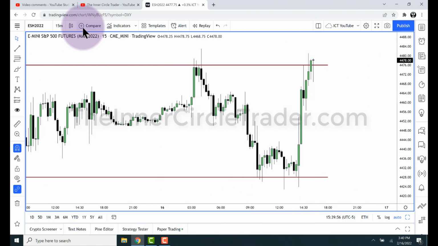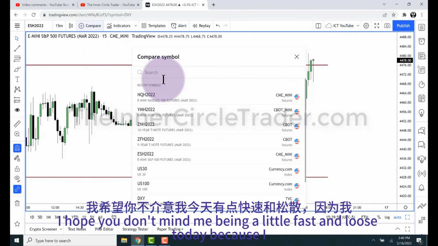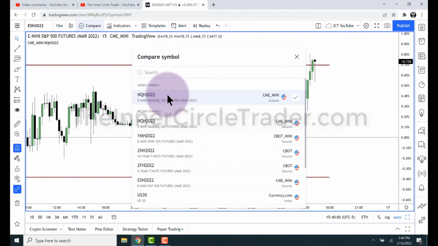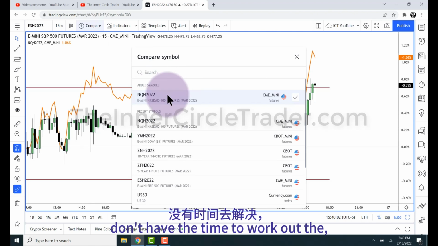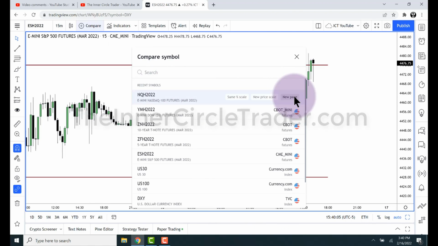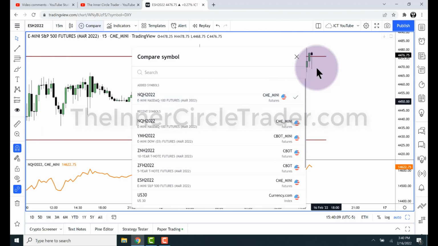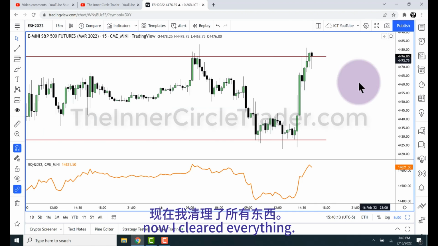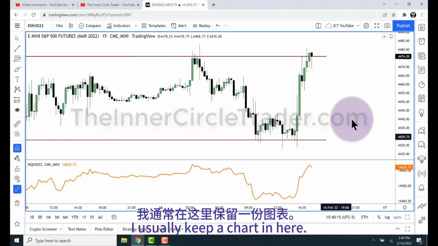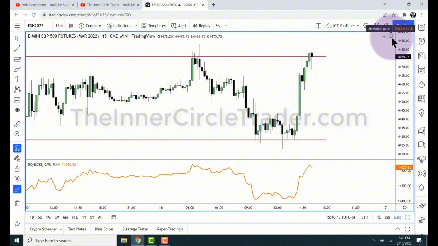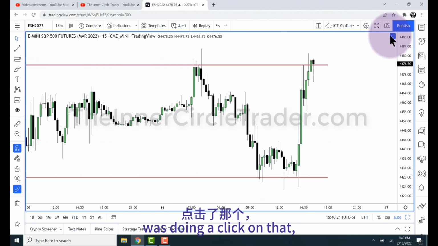Let's take a look at, I hope you don't mind me being a little fast and loose today because I don't have the time to work out the, actually it's not right, is it? Let's go to that. Actually, no, I cleared everything. I usually keep a chart in here. I got to ask what this is over here. How is that doing it? Oh, click on that. It takes it away.